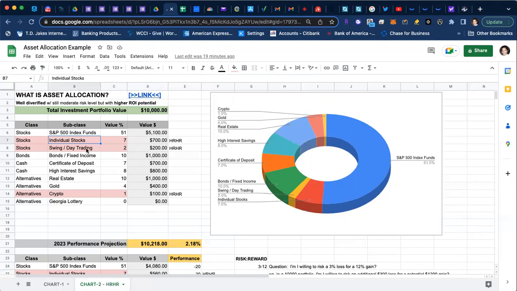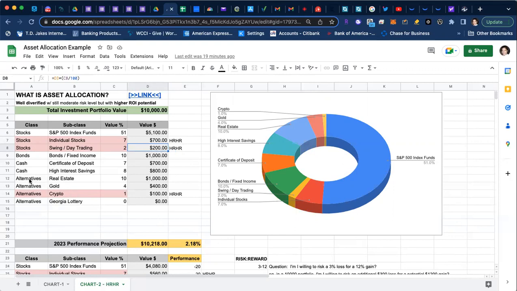And then I also, because I'm in day trading school right now, I took 2% of that allocation that I have for stocks and I put it into swing trading and day trading, which means only $200. I'm willing to risk $200 of this total portfolio in a high risk, meaning that there's a high potential that I could lose it all, but high reward, meaning that there's a high reward that I could get from it if I'm successful in it.